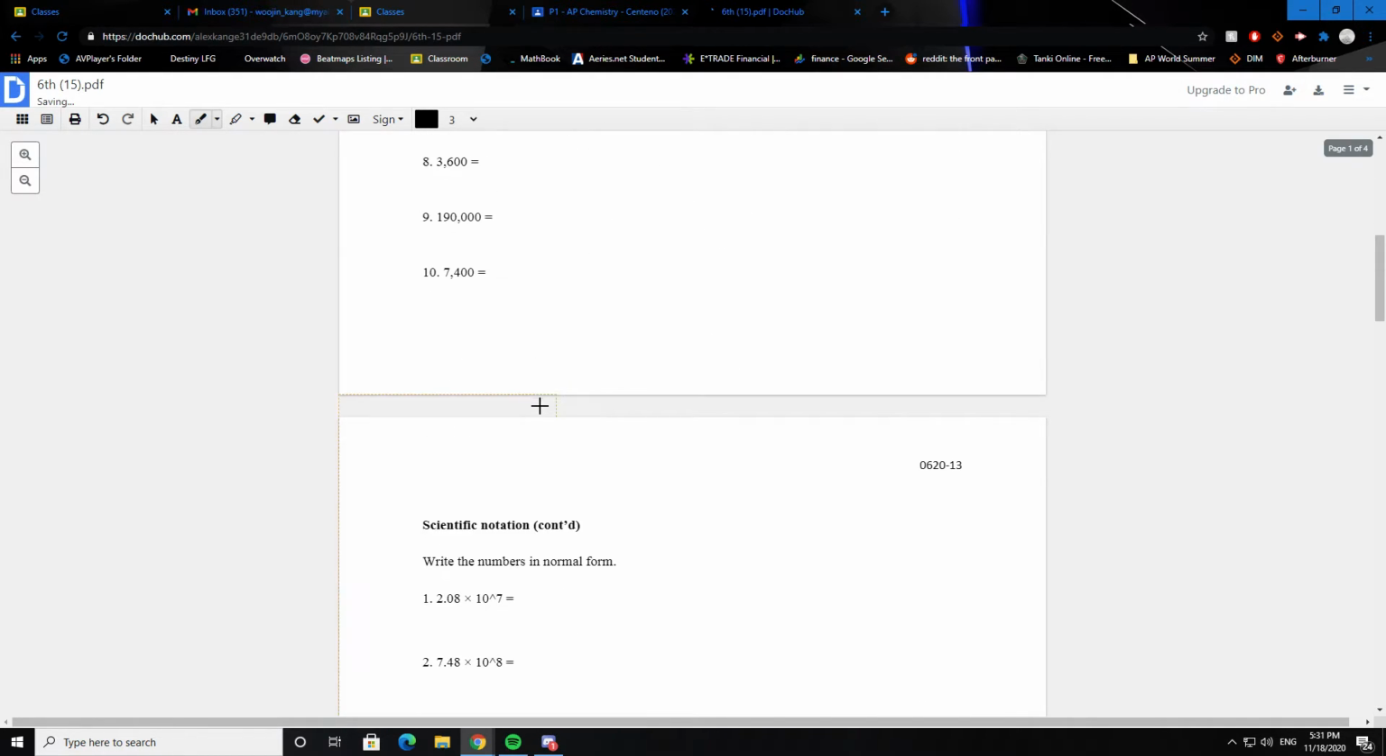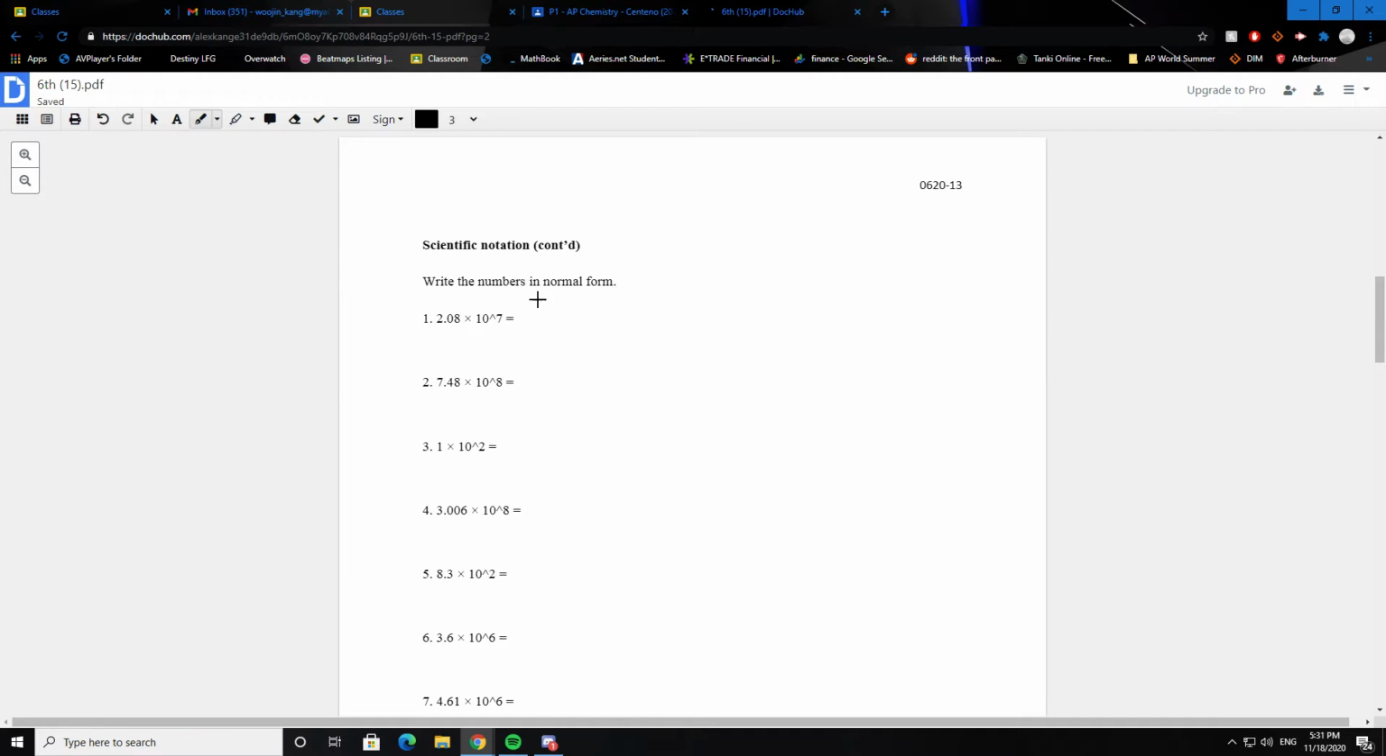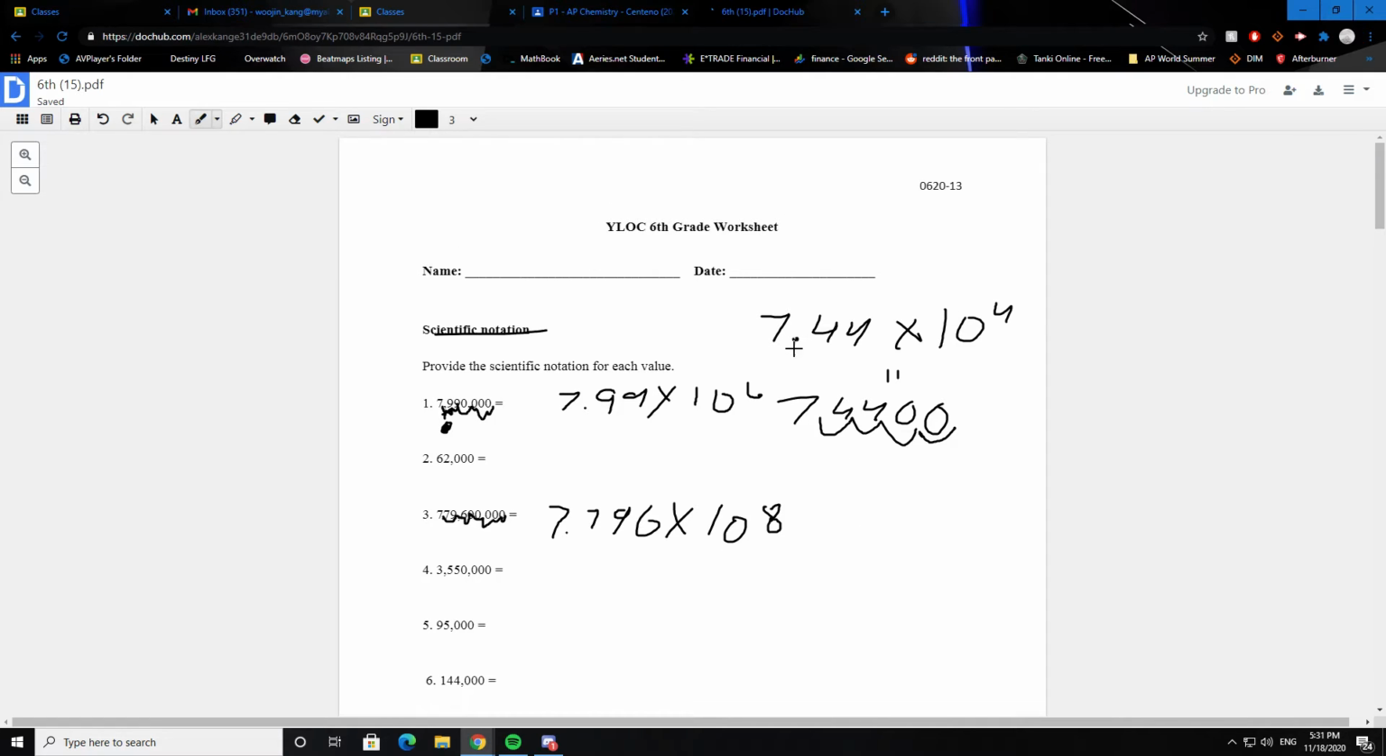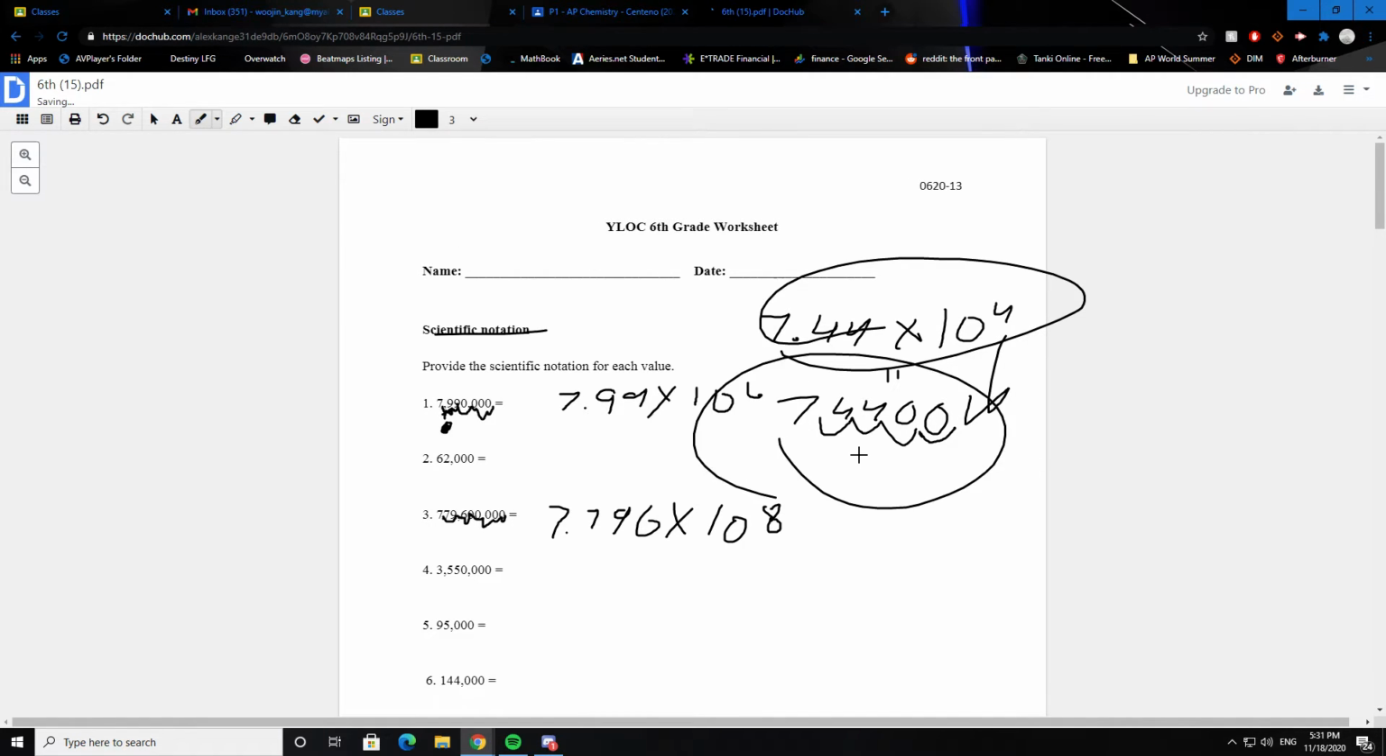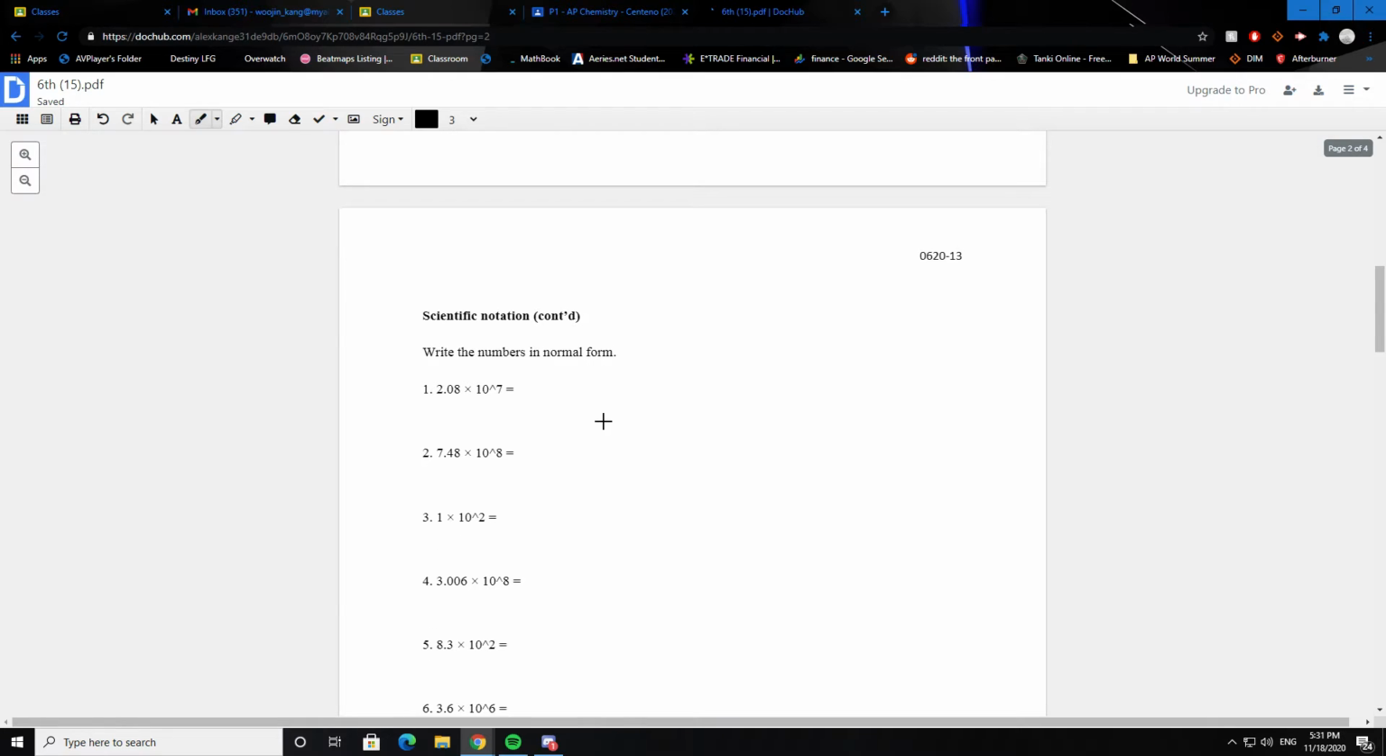And yeah, let's move on because we're running out of time. Now we convert scientific notation to normal form. So basically, we're just doing this, but backwards. So we're doing this to this. In order to do this, you count.